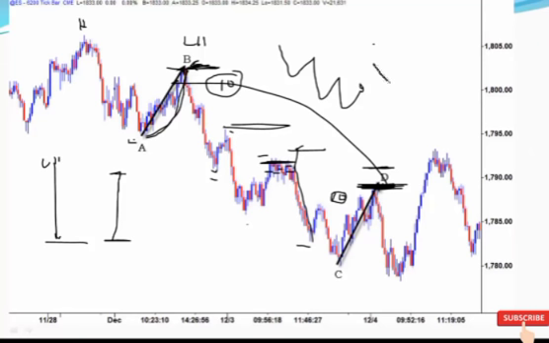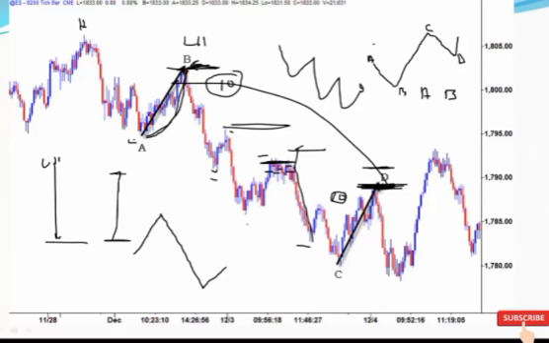If we draw it out, okay, A to B, C to D. This is what we call an alt bullish. Okay, because on the D area you'd look to buy, so that's an alternate bullish. A bearish, it would look something like this.